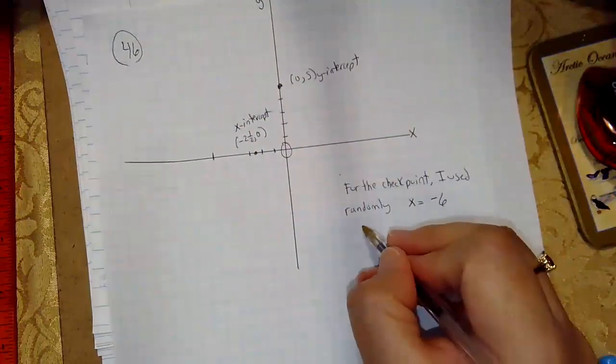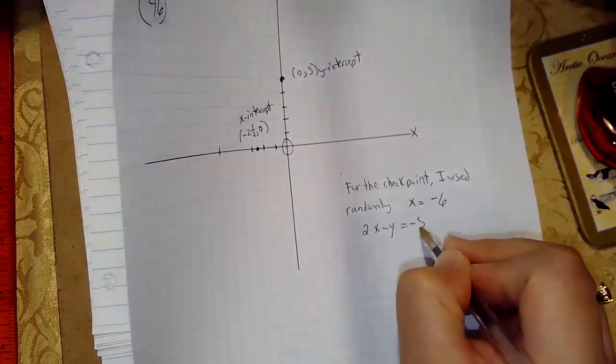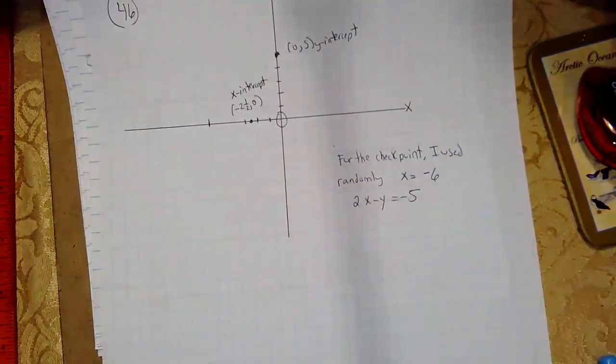Okay, so I'll go to my equation. 2x minus y equals -5. Let's see. And let me do something also. I'm going to stop the share just for a second. Let me do something right quick.